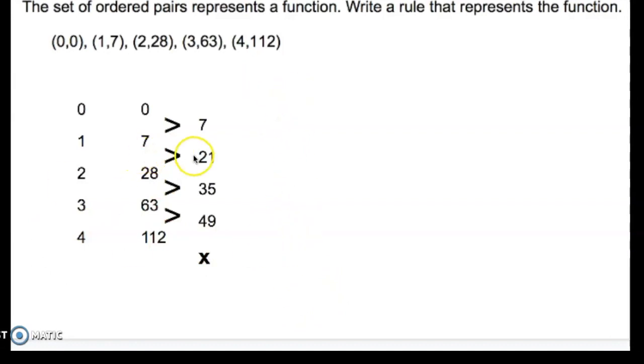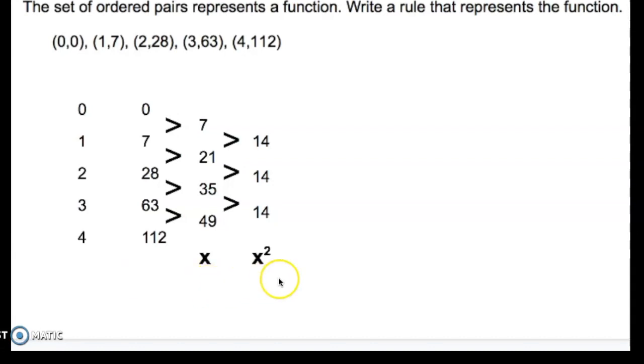So now we're going to see what we add to 7 to get 21. That is 14. See what we add to 21 to get 35. And we add 14. See what we add to 35 to get 49. And it is also 14. So like I said before, write that x squared there. And these are all the same. So that tells me my equation will be an x squared function or quadratic.